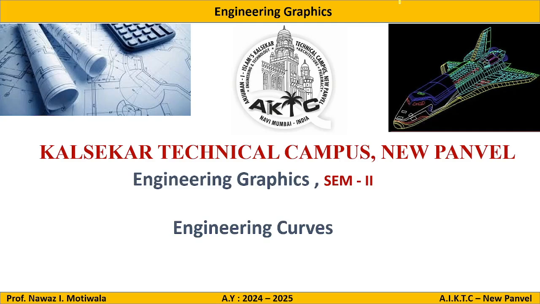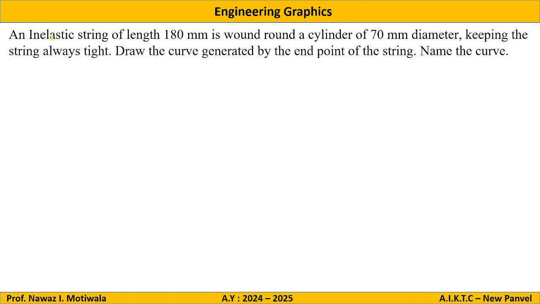Welcome students. Let us proceed to the next question on involute of a circle, which says that an inelastic string of length 180 mm is wound round a circle of 70 mm diameter, keeping the string always tight. Draw the curve generated by the end point of the string.